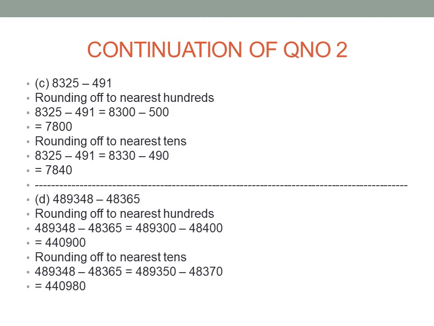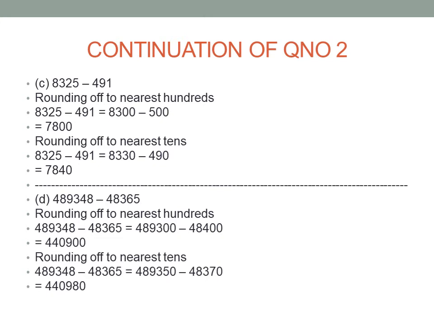48,400. Do the subtraction. What will be the answer? Yes, it is 4,40,900. When you are writing, you have to write the digits exactly below the above ones. Hundreds will come below hundreds, tens below tens, thousands below thousands, like that. Once you do the subtraction, you will get the answer of the first bit, rounding off to the nearest hundred, as 4,40,900. Rounding off to the nearest tens.